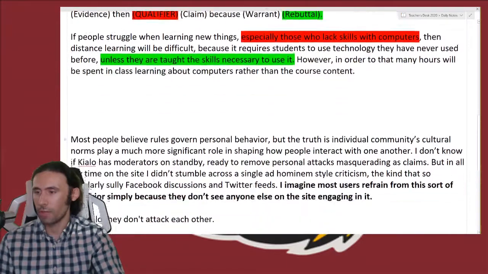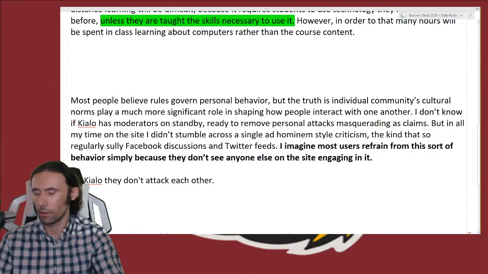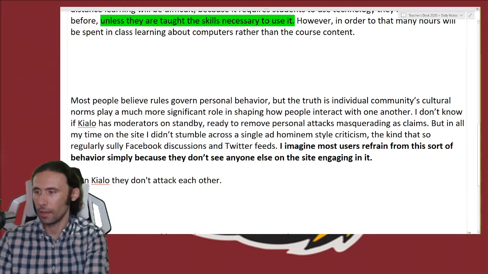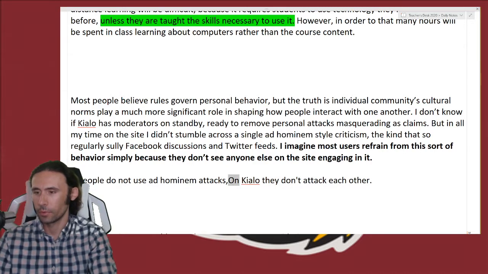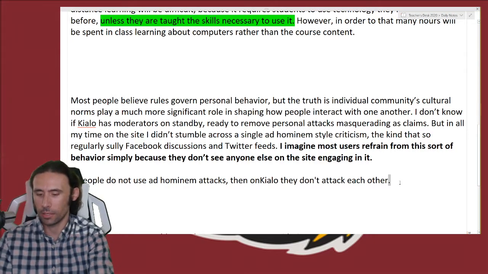So what is sort of the evidence? How do I know they don't attack each other? Because in all my time on the site, I didn't stumble across a single ad hominem style criticism. Right? So if people do not use ad hominem attacks, then on Kialo they don't attack each other. And then why is that? Like, what's the principle?